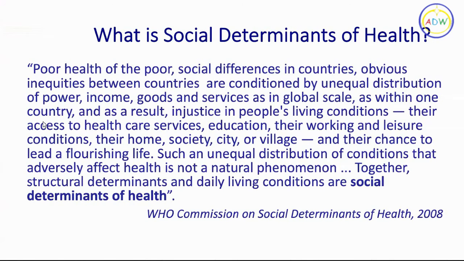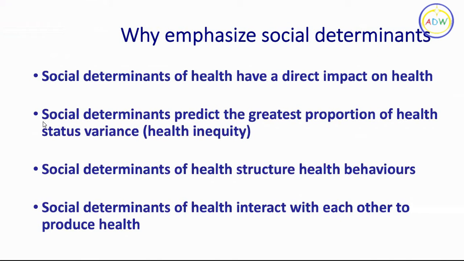Together, structural determinants and daily living conditions are social determinants of health. And you know that they are apparent in the living and working conditions that people experience every day. So we have to emphasize social determinants because they have a direct impact on health, and they predict the greatest proportion of health status variance, and they determine our health behavior, and also they interact with each other to produce our health.